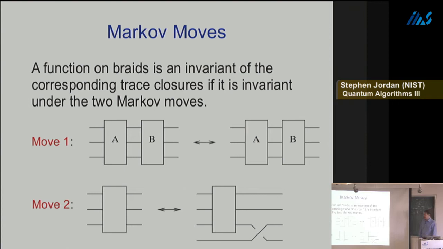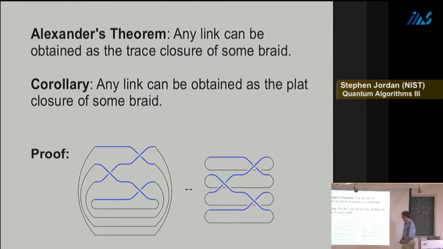So what are the two moves? Move one: here I'm thinking of A as some arbitrary braid, B as some other arbitrary braid. Now reverse their order. Oh, this should be B and A. It's not a very helpful move. You can see why the first Markov move is true, because if you had braid A here and braid B here, you bring this around, and now it's right side up again, and it's on the other side. So that's an invariance that's easy to see.